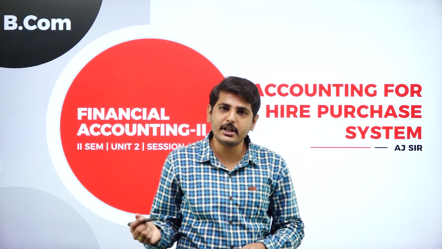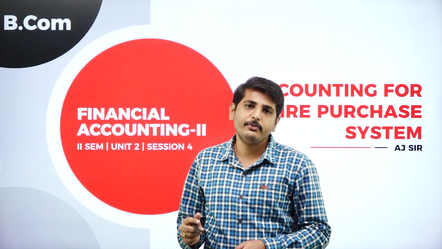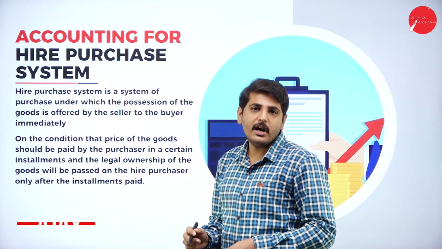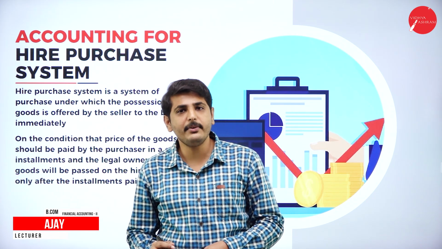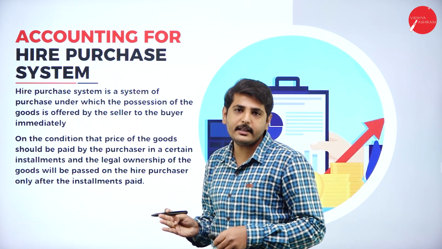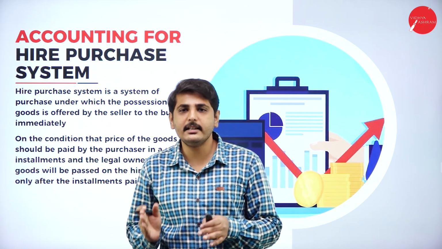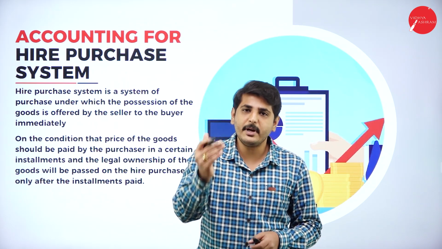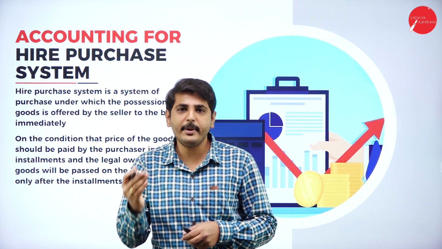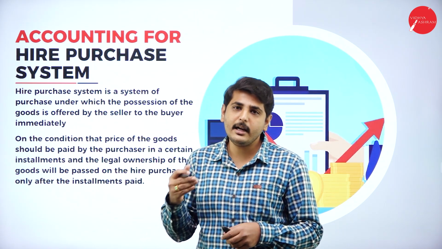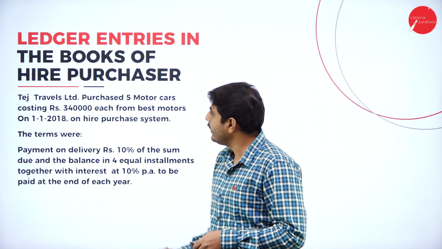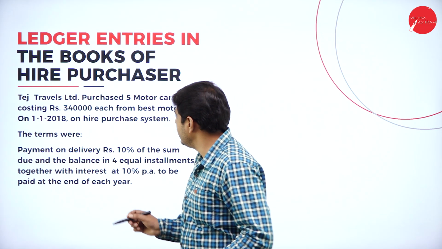So already in the previous session, we have done problems on journal entries in the books of hire purchase, and in this session we are going to solve a problem on ledger entries in the books of hire purchase. And you know the meaning of hire purchase, there are two parties, hire purchaser and hire seller. Hire seller will sell the goods, or hire purchaser will purchase the goods from hire seller on the hire purchase system, and he will pay the down payment on the same day, and the remaining amount should be paid in equal installments with interest. Next, let's go to the problem.